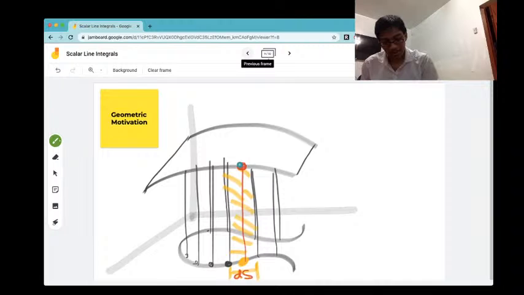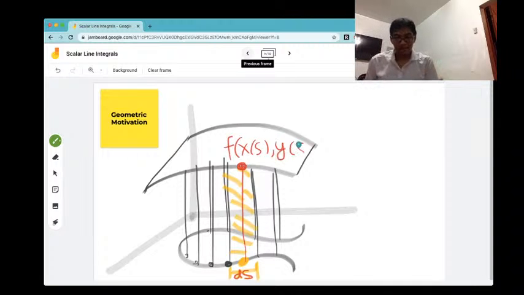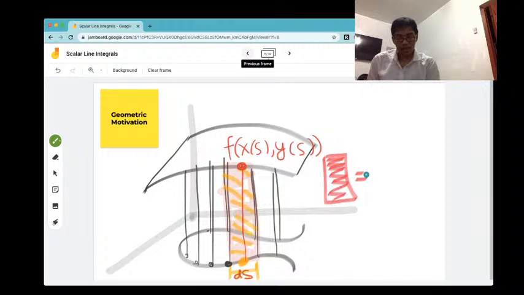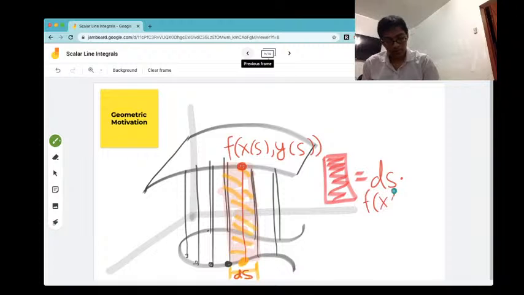So that point is going to be at f of x of s comma y of s. That means the actual area of this infinitesimally small rectangle is going to be the length times the height, the base times the width. So what is my base? My base is ds. So the area of my infinitesimally small rectangle is going to equal the product of the base, which is ds, times the height. And what is my height? My height is simply f of x of s comma y of s.